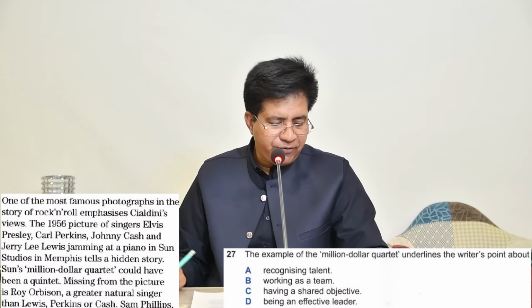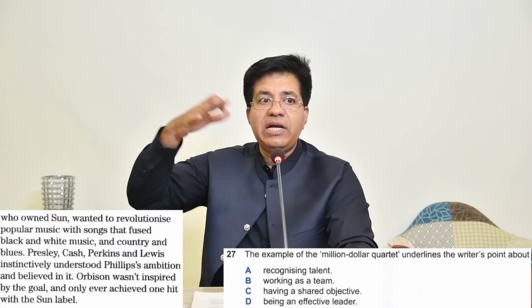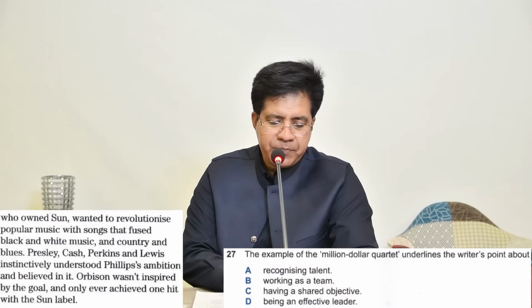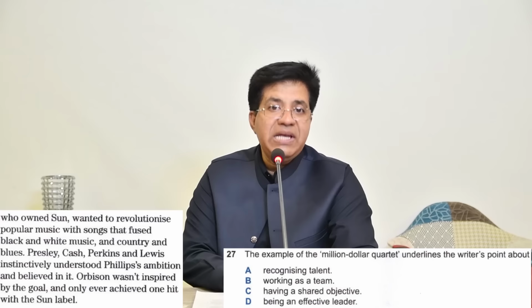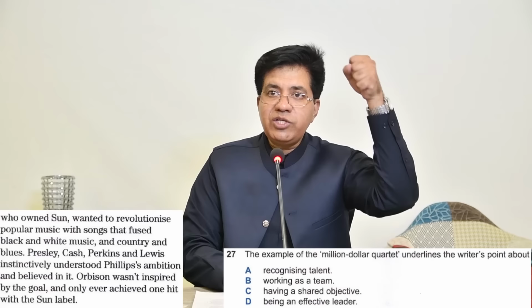Missing from the picture is Roy Orbison, a greater natural singer than Lewis, Perkins or Cash. Sam Phillips, after full stop, Sam Phillips, who owned Sun, Sun is that company. They said Sun's million dollar quartet. So Sam Phillips, who owned Sun, wanted to revolutionize popular music with songs that fused black and white music and country and blues. Now, read this carefully. Presley, Cash, Perkins, and Lewis. How many people? Four. Presley, Cash, Perkins, and Lewis instinctively understood Phillips's ambition. Phillips is that company's owner. Phillips's ambition and believed in it. Now look here. They understood Phillips's ambition and believed in it. Means four people believed in one thing. They understood one thing and they believed in one thing.